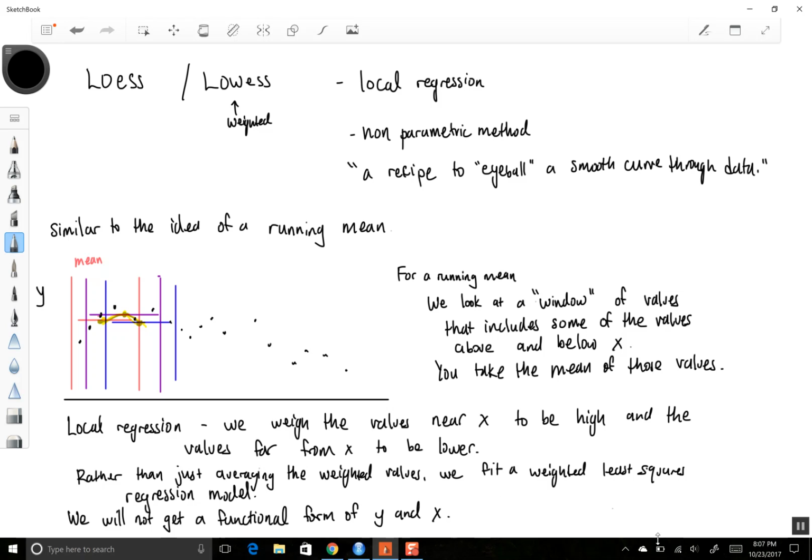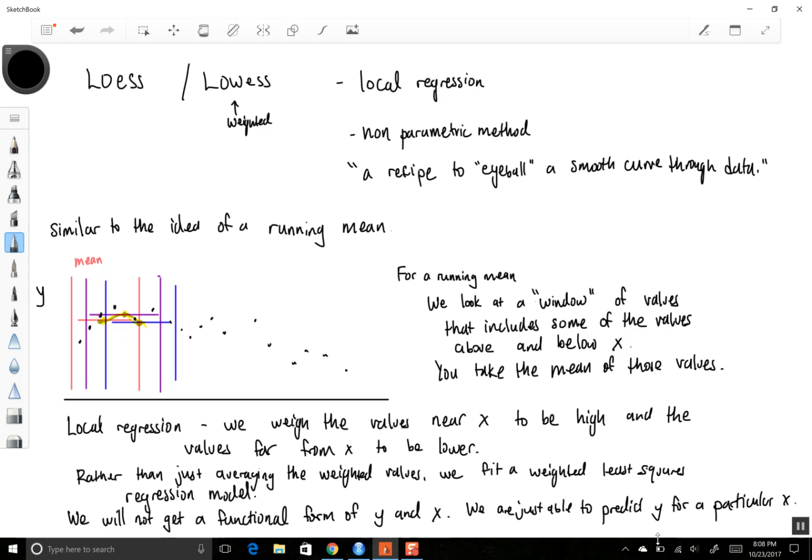Instead, we're just able to predict a y for a particular x. I guess if you predict a bunch of y's for all of the x's, that could be a functional form, but it's not a nice functional form. It's a function based on the data that goes in and all of the weighting that goes in.